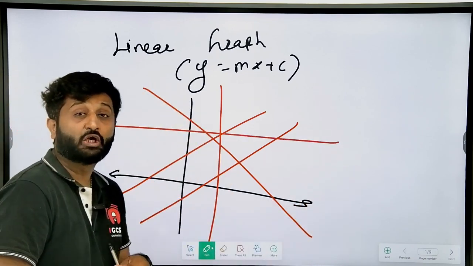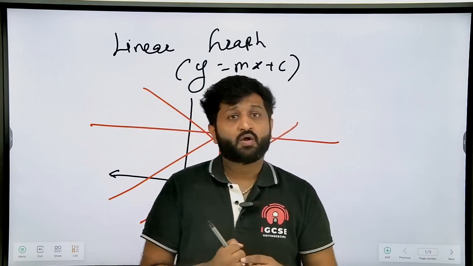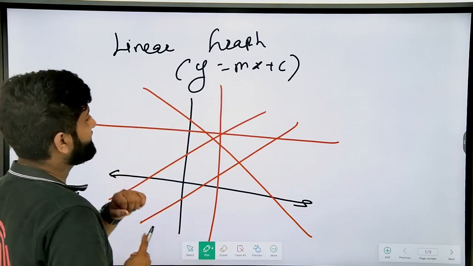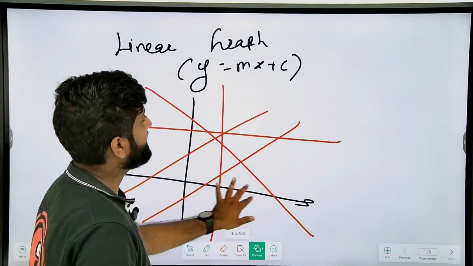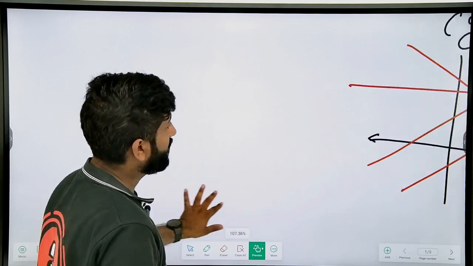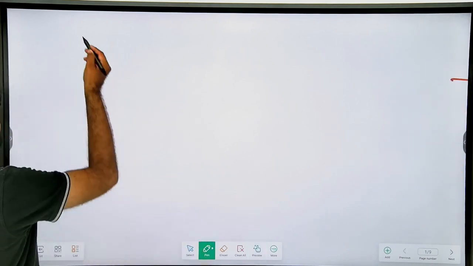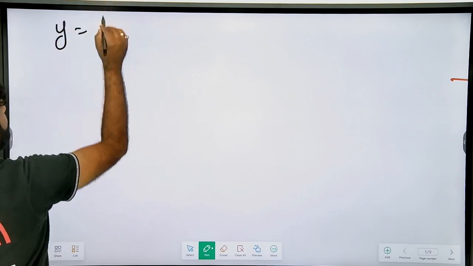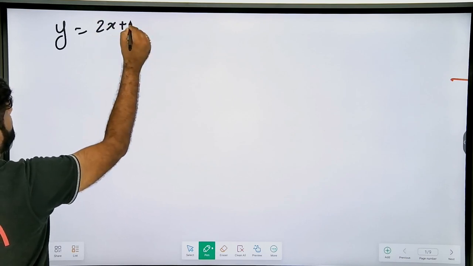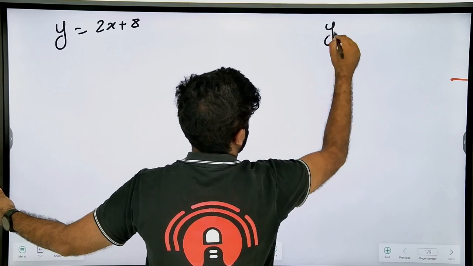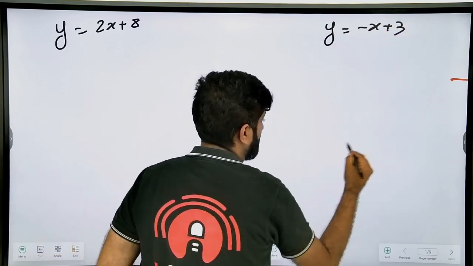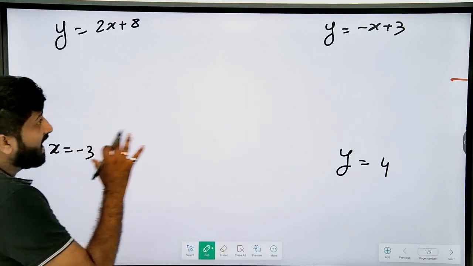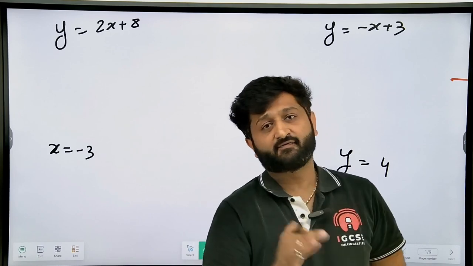Now how shall we draw this kind of graphs, or what points are important in this kind of graphs, right? So let us take an example first. Let's say I tell you to draw a graph of, let me take it simpler, y equals 2x plus 8, or let's say I tell you to draw a graph of y equals negative x plus 3, or I tell you to draw a graph of y equals 4 or x equals negative 3. How shall we draw these four kinds of graphs?